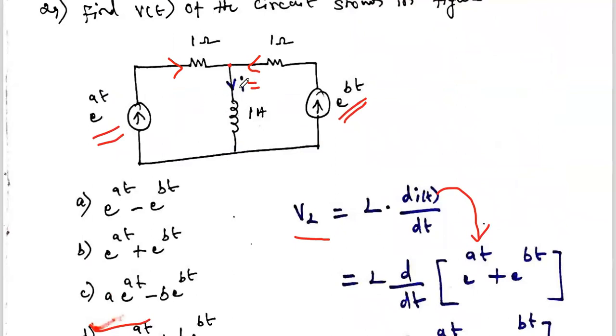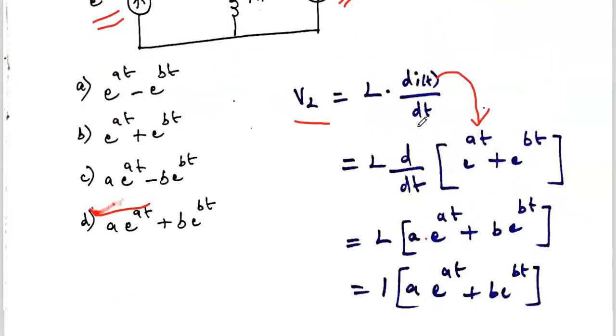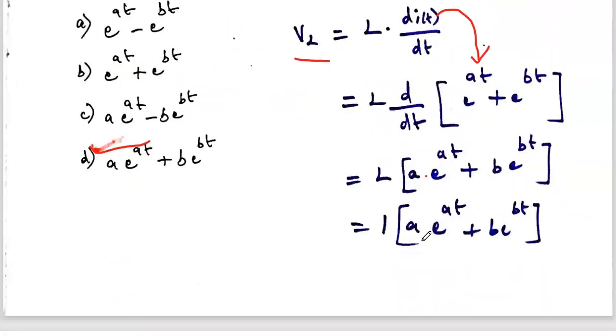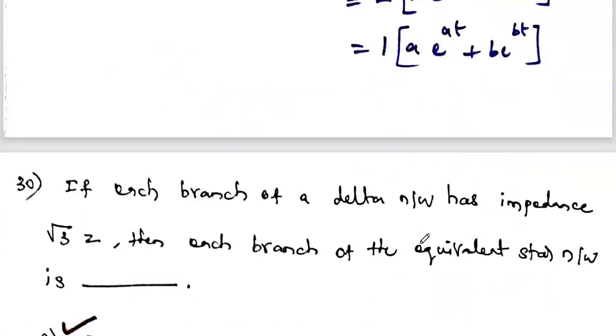If only the current means current is e power at plus e power bt. But here the question is find V of t. So using this, we just substitute the current and differentiate it, we can get the answer.